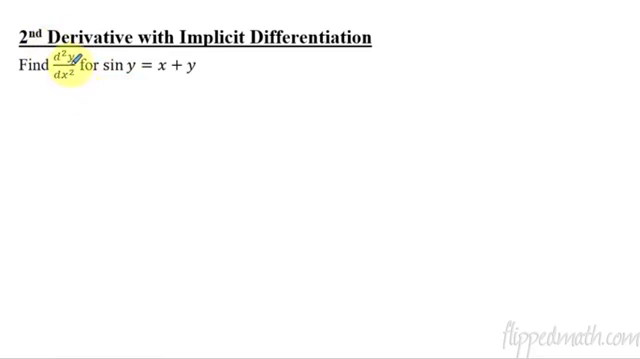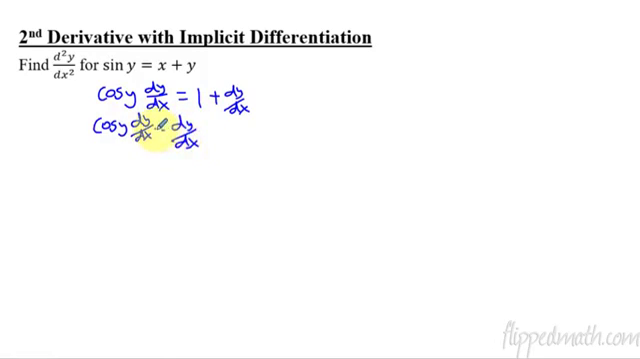All right, so in order to find the second derivative, we first have to find the first derivative. So derivative of sine is going to be cosine y, and then times the derivative of the inside gives us dy dx. So remember, if you're ever taking the derivative of y, you also have to include a dy dx. Okay, and then equals the derivative of x is 1, plus the derivative of y is 1, and then times dy dx. All right, let's get the dy dx's on the same side, so cosine y dy dx minus dy dx. Let's make sure that's clearly a minus sign, equals 1.